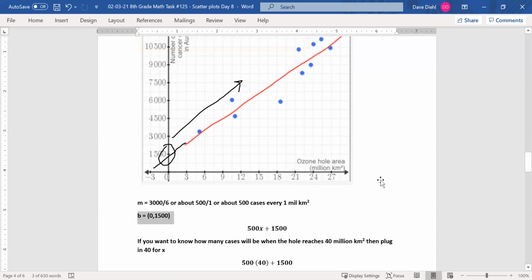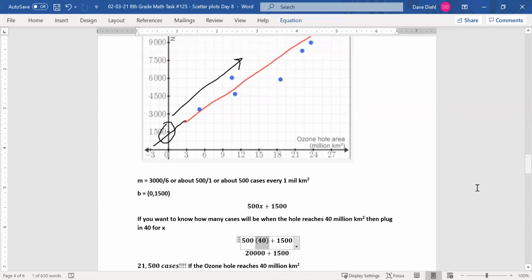So they come up with an equation. The equation looks something like this: 500 times X, X being, well, how big do you want this thing to get, plus the 1,500 cases that already exist. So if some scientists are saying, you know what, President Biden, I think this thing is going to get as big as 40 million square kilometers based on our predictions. Well, what you would do, plug in 40 and say, well, if it's 40 million square kilometers, and I know I'm going to get 500 cases for every 1 million square kilometers, you multiply those, and that's going to be 20,000.